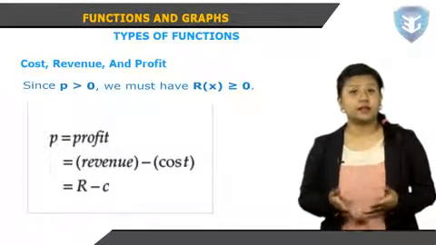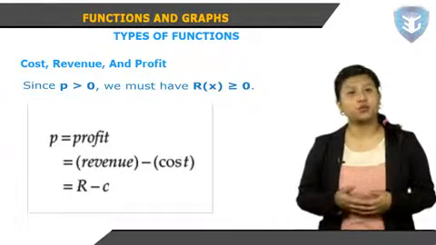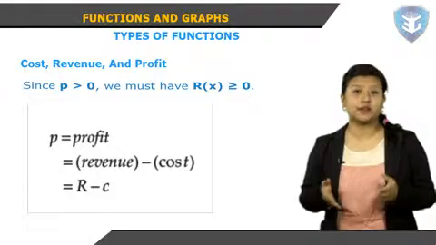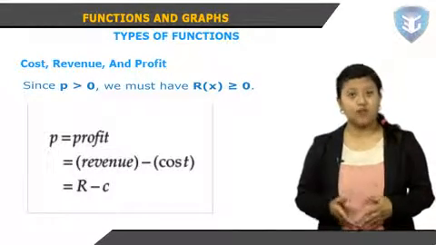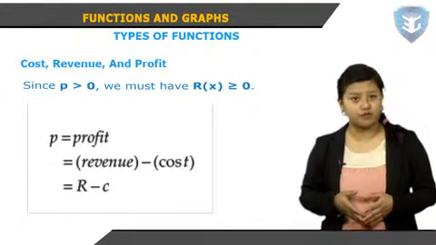Now, let us look at an example. Cost, revenue and profit equations. A firm has weekly fixed cost of $80,000 associated with the manufacture of dresses that cost $25 per dress to produce. The firm sells all the dresses it produces at $75 per dress.